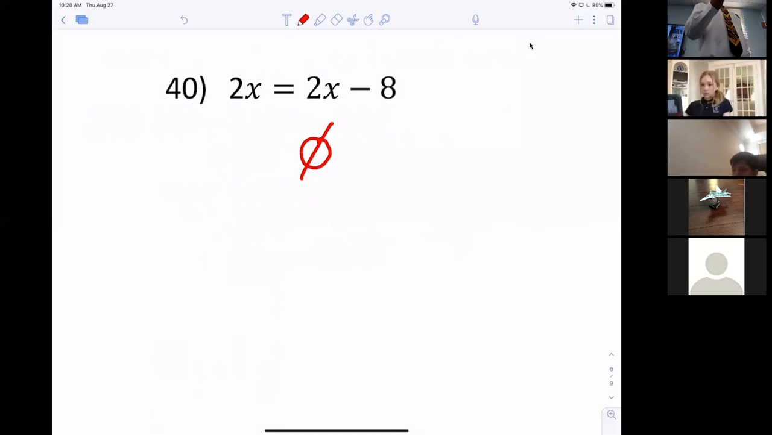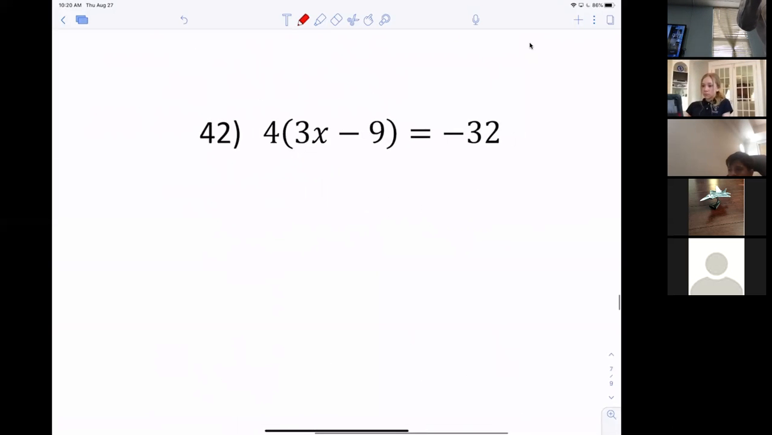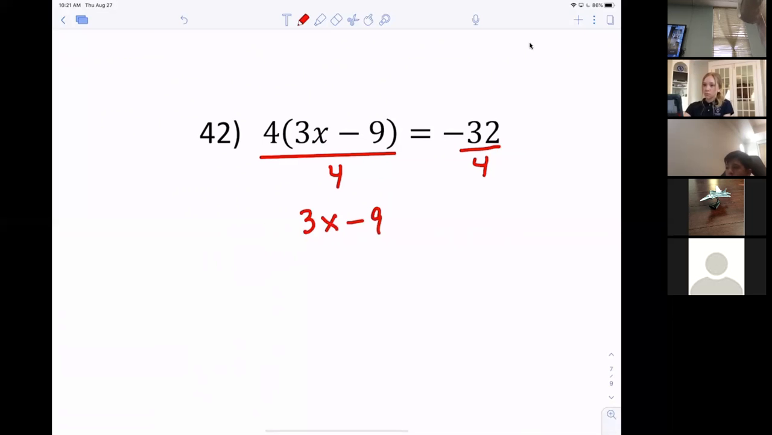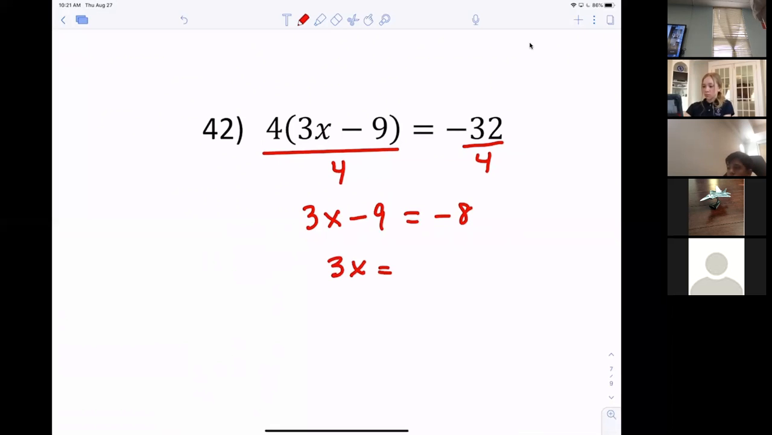Okay? All right, let's take a look now. 42. All right, now, what can I do on this problem? Yeah, we can distribute, or we could divide by 4. Right, now look, I'm gonna show that step. I like dividing by 4 if I notice over here it's divisible by 4, because it just makes the problem easier, that's all. So now, 3x minus 9 equals negative 8. Now I can add 9 to both sides. So 3x equals 1.